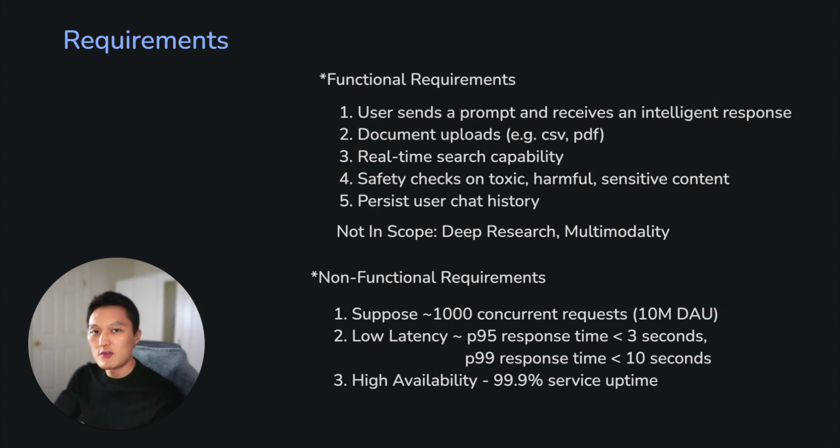So the functional requirements for ChatGPT in this case is, simply put, the user sends some sort of a prompt in the form of text, and there's an agent or AI service that will provide an intelligent response. The second thing that we want to establish is that the interface itself needs to be able to handle arbitrary documents, so things like CSV or PDF or any files that the user may want to ask questions about. The third aspect is that you want some sort of a real-time search capability. That means the agent has access to the World Wide Web, thereby it's constantly updated with the latest information.